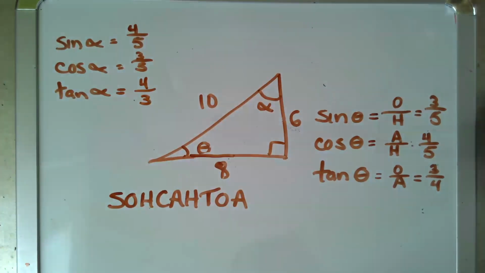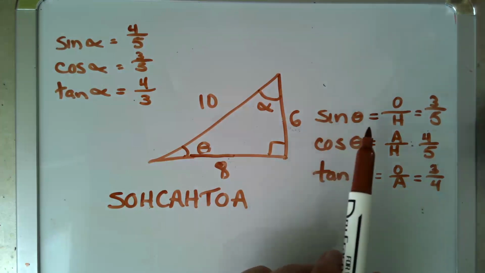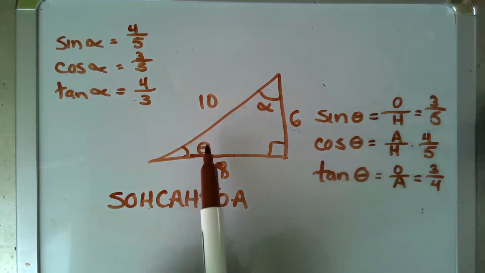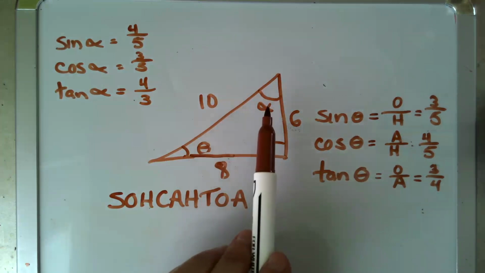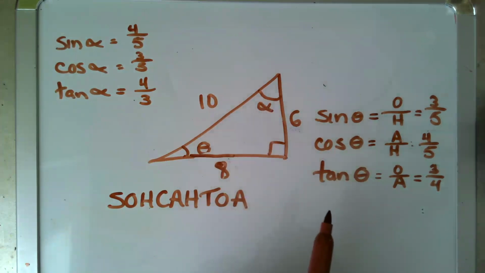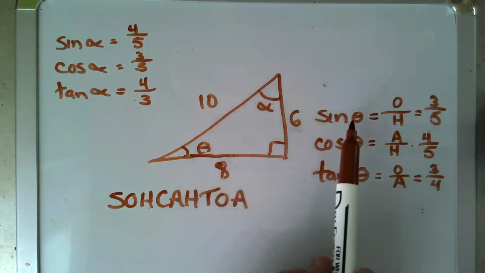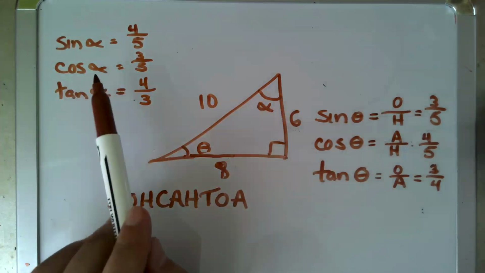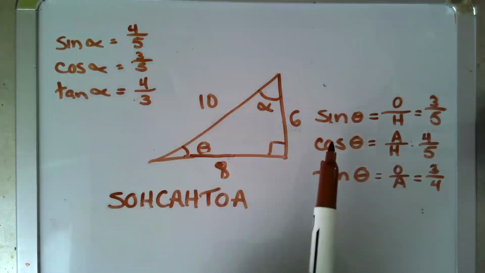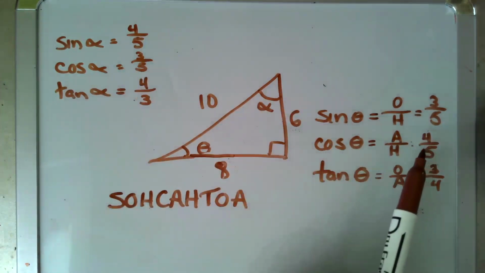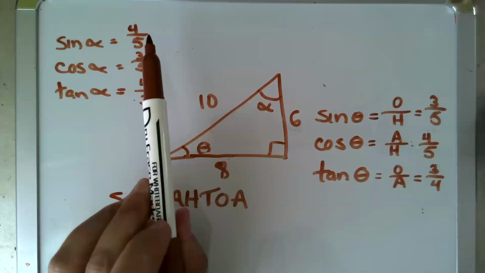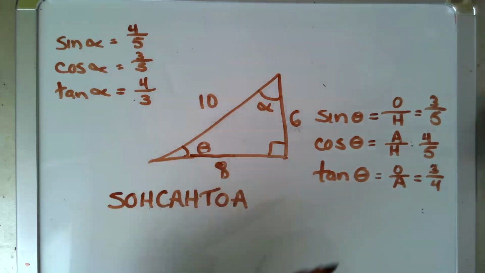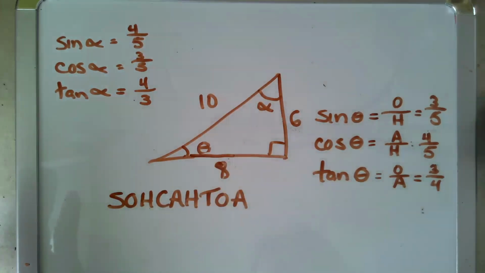Now I want you to notice a relationship here. The sine of one angle in a triangle will equal the cosine of the other angle in a right triangle, right? Sine is 3/5, cosine is 3/5. Same thing here. Cosine is 4/5, sine is 4/5. And then the tangents will be the inverses of each other.